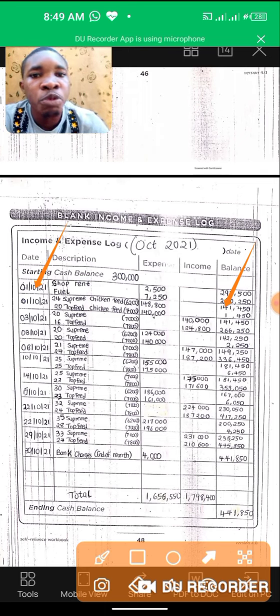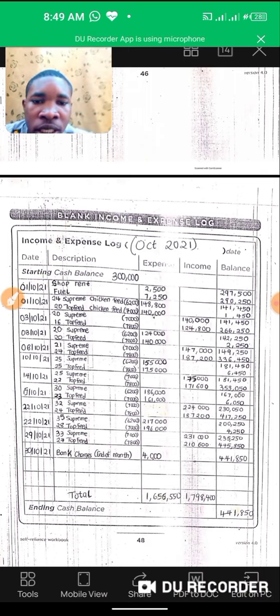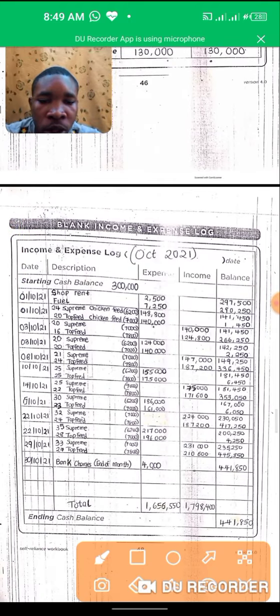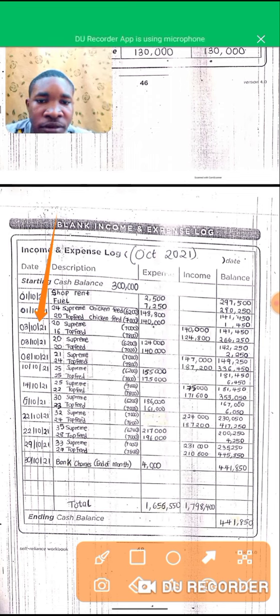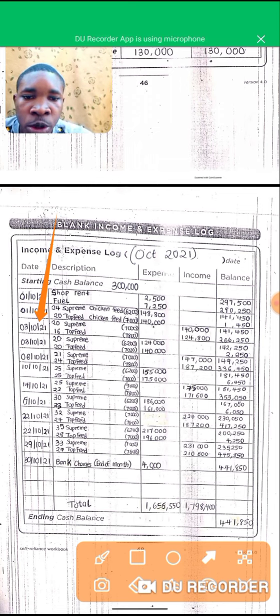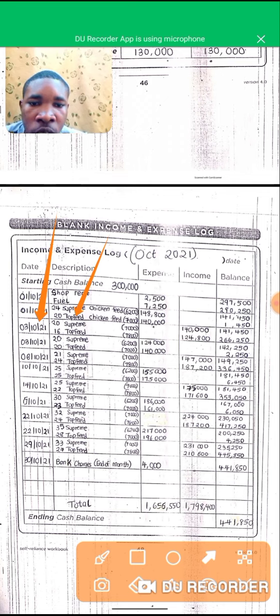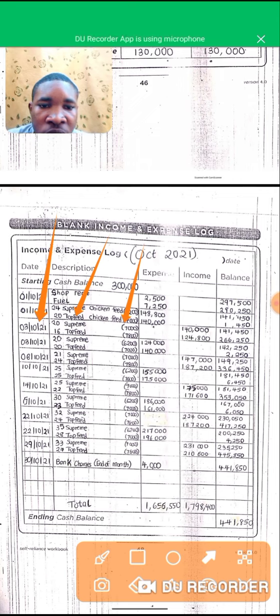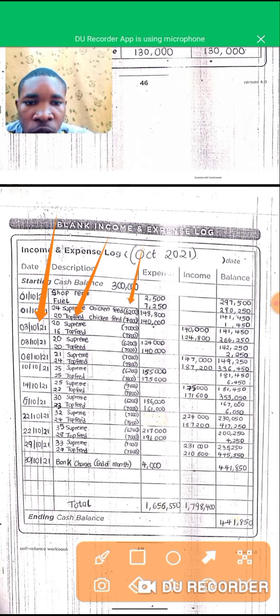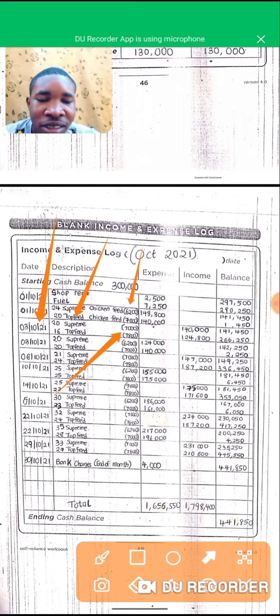Then we move now to the third. What happened on the third? On the third was the date that we sold our chicken feed. So here we sold 20 supreme chicken feed on the third. How much did we sell each one? We sold each one for 7,000. You should know that we bought each one for 6,200, but we're selling it for 7,000 naira. Please know that we're making 800 naira profit.